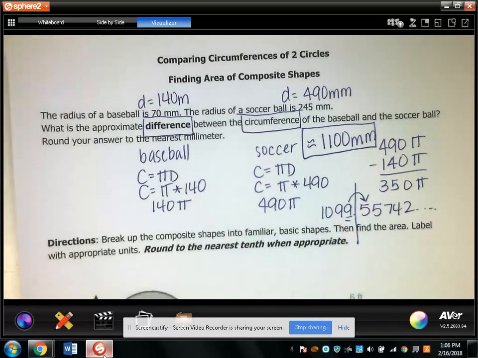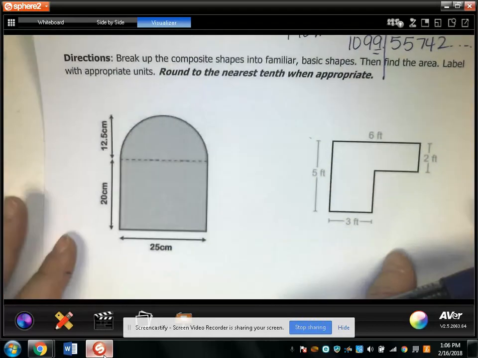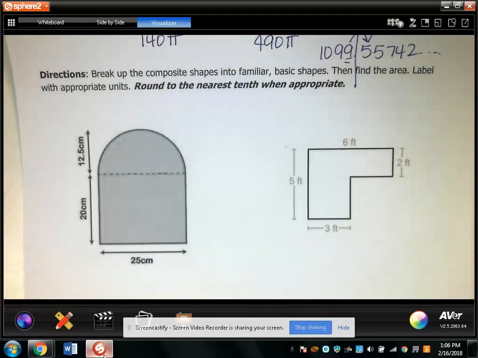All right, now let's go over how to find the area of some composite shapes. Composite shapes are more complex shapes, but they're really made up of basic shapes. So it's easy to find the area or the circumference of them if you break them up into the familiar shapes that you know. This says break up the composite shapes into familiar basic shapes and then find the area. Label with the appropriate units, round to the nearest tenth when appropriate.